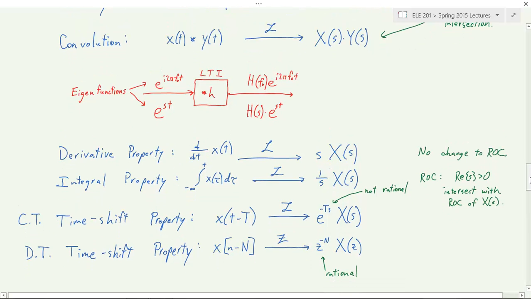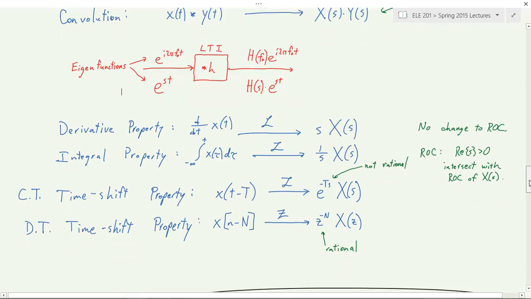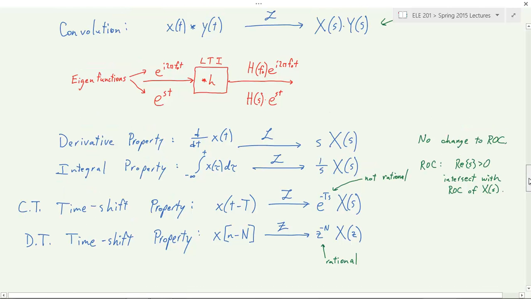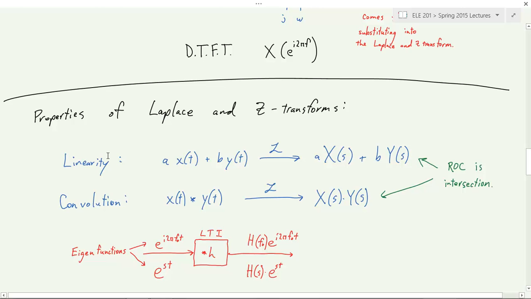All right, next, I need to point out that these formulas, so far, all I've mentioned is what happens to the expression of the Laplace or Z transform. I haven't mentioned what happens to the region of convergence. Region of convergence is an important part of the transform. So we need to know what happens to it. Let's start at the beginning here. For both of these properties, linearity and convolution, the resulting region of convergence is the intersection of the two regions of convergence, the one for X of s and the one for Y of s.